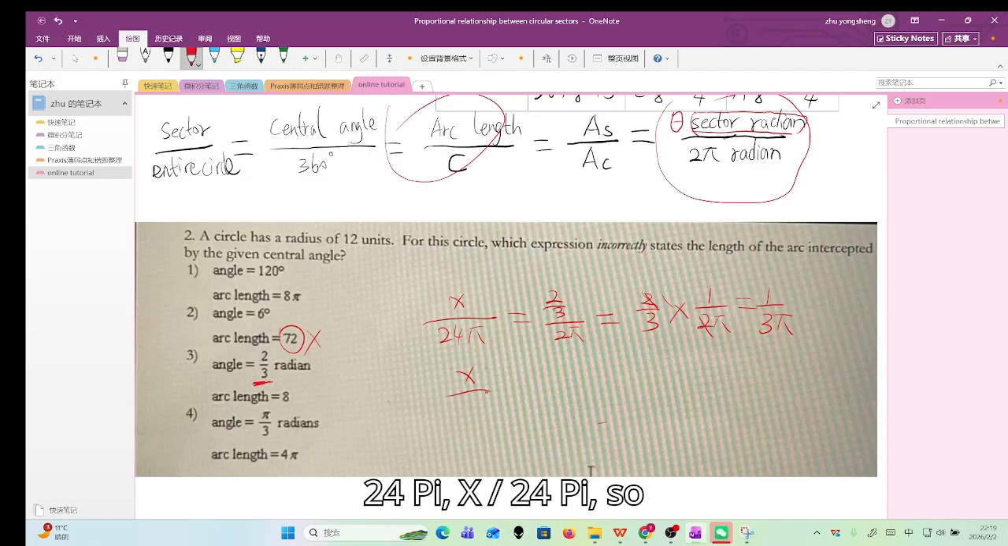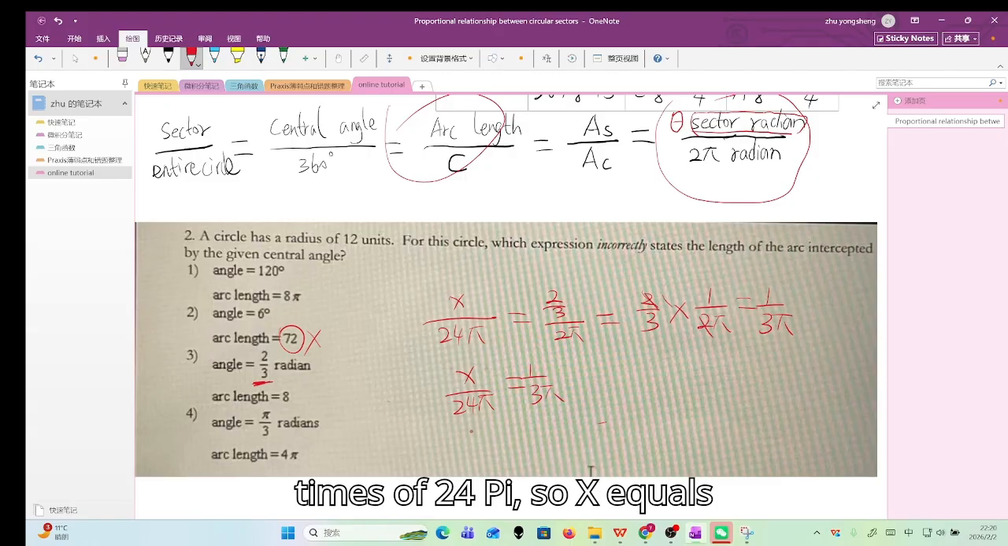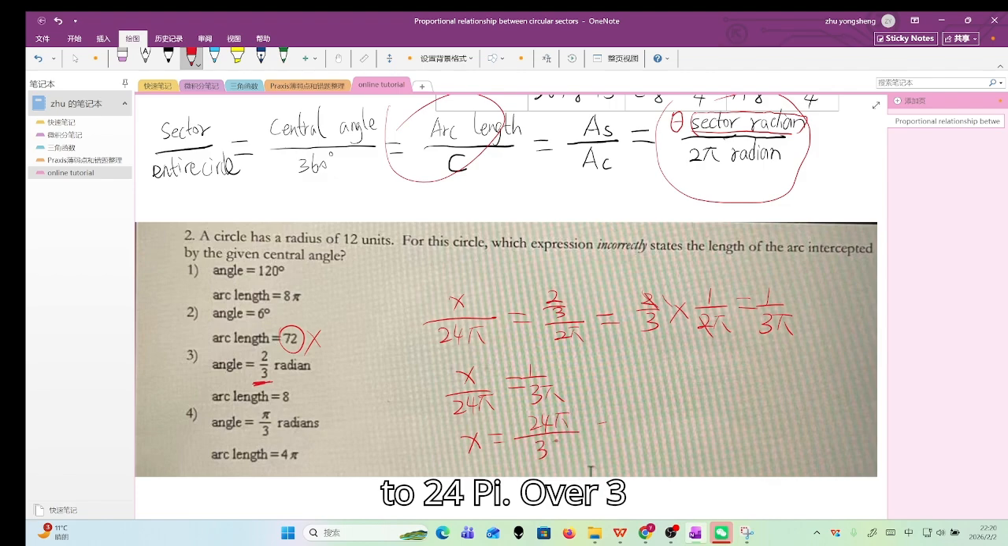So x over 24 pi equals 1 over 3 pi. Both sides times 24 pi. So x equals 24 pi over 3 pi, which should equal 8. So option 3 is correct.